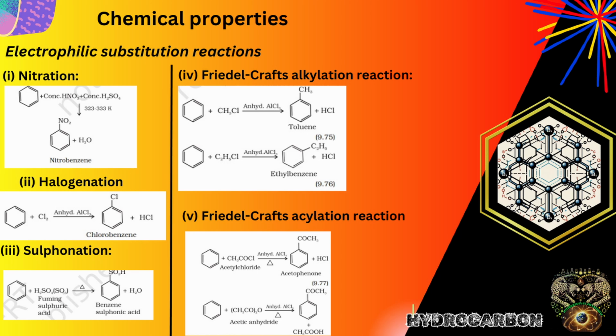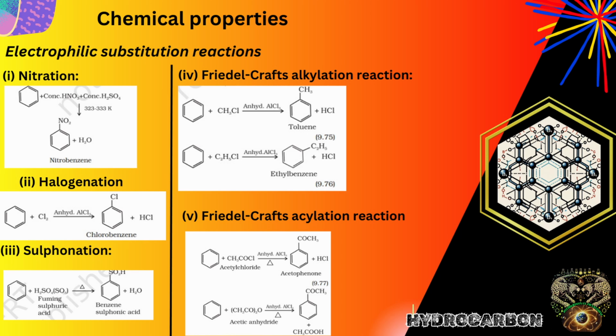In sulfonation, the SO3H group replaces a hydrogen atom when benzene is treated with fuming sulfuric acid. This reaction is useful in the production of detergents and dyes. In Friedel-Crafts alkylation, benzene reacts with an alkyl halide in the presence of anhydrous aluminum chloride, forming alkylbenzene. For example, benzene plus methyl chloride gives toluene. In Friedel-Crafts acylation, acyl halides or acid anhydrides react with benzene in the presence of aluminum chloride, forming acylbenzenes. This reaction is important in the synthesis of aromatic ketones.